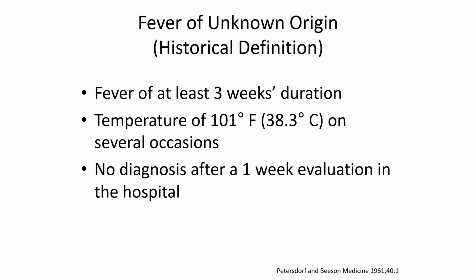So fever of unknown origin, or FUO, by historical definition as given by Petersdorf and Beeson in 1961, was anybody who presents with a fever of 3 weeks duration, with a temperature touching 101 Fahrenheit or 38.3 degrees Celsius on multiple occasions during the 3-week duration, and no diagnosis was reached after 1-week evaluation in hospital in such patients.